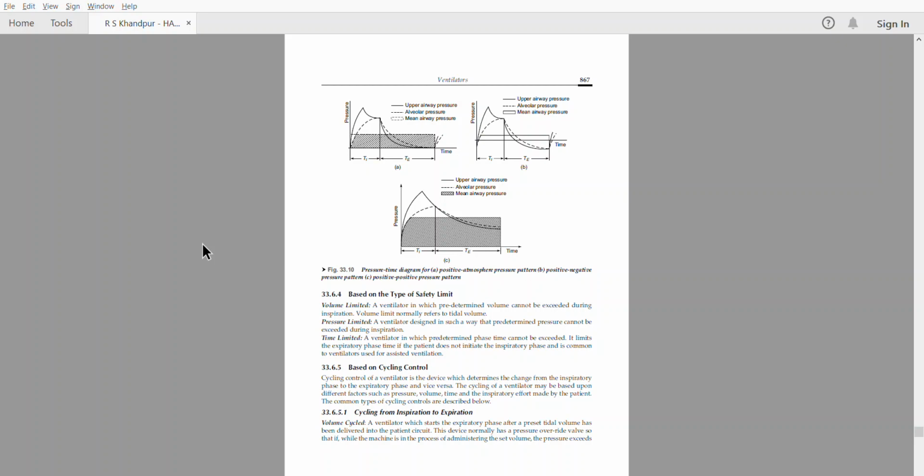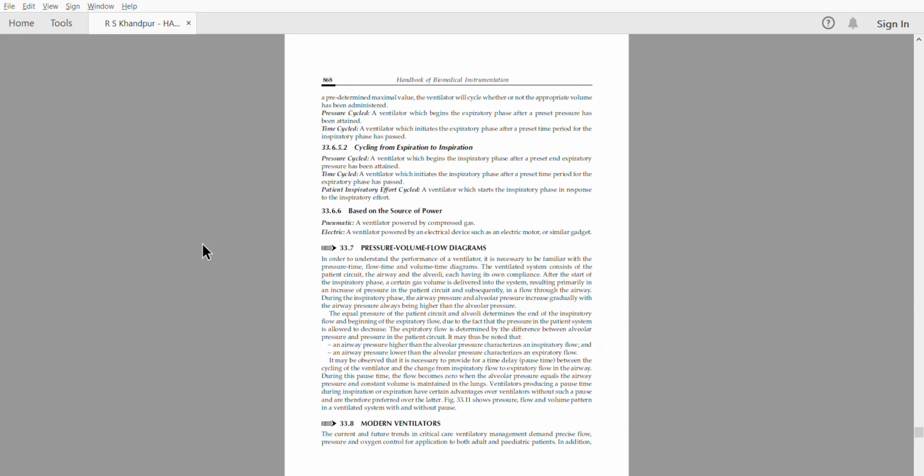Based on cycling control: cycling control of the ventilator is a device which determines the change from the inspiratory phase to the expiratory phase. By cycle, I mean the inspiration phase and expiration phase together make one cycle. Based on that, they can control it. Cycling from inspiration to expiration, you can volume cycle it, and you can even pressure cycle or time cycle. These are some of the types, and there is also cycling from expiration to inspiration.